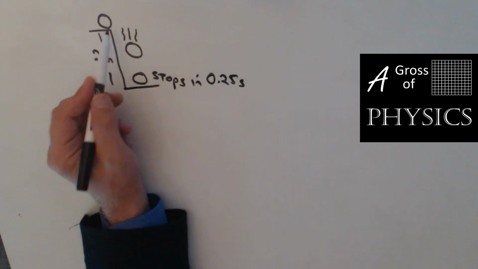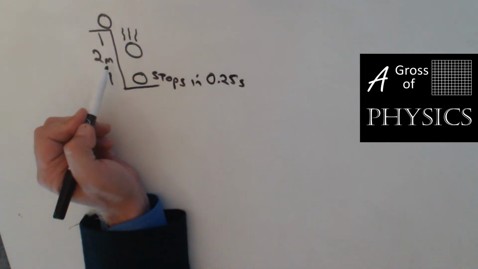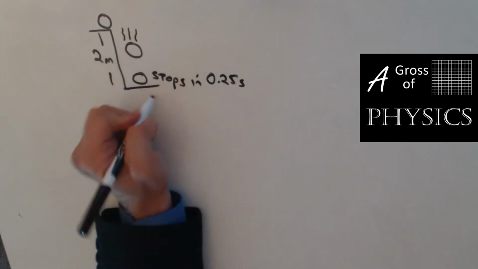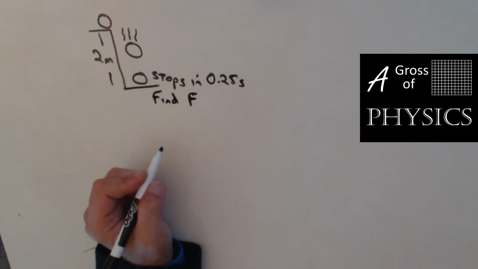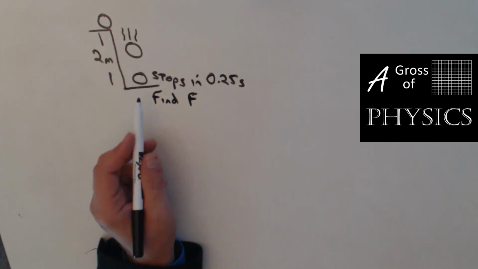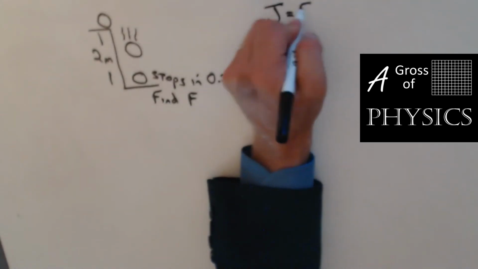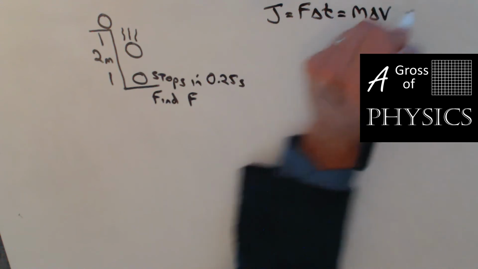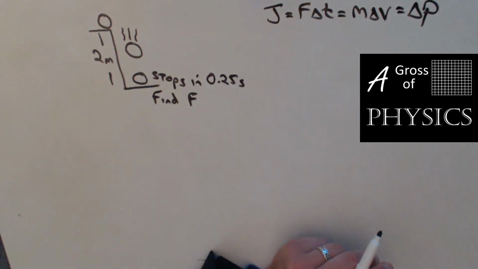Here's a problem we can look at. We have a ball that's going to fall off a 2-meter high platform. It's going to hit the ground and stop in 0.25 seconds. Can we find the force? Now, in order to find the force, we have to remember we have J equals F delta T equals m delta V equals delta P. We have our long equation that represents impulse.